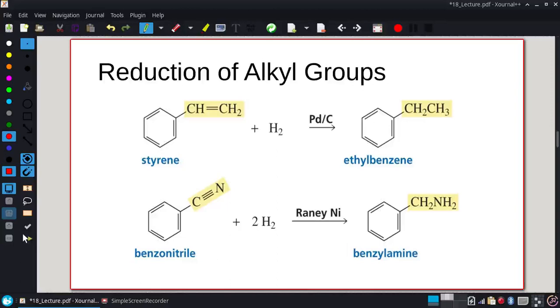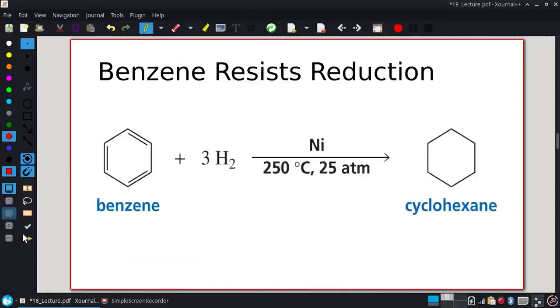Now when we do reductions, we saw hydrogen with poisoned palladium. That will actually reduce quite a few of the double and triple bonds available. So styrene can turn into ethylbenzene relatively easily. A nitrile can get turned into a benzylamine very easily with just hydrogen and Raney nickel. And even the benzene itself can get reduced to cyclohexane. It just takes a lot more temperature and a much higher pressure.